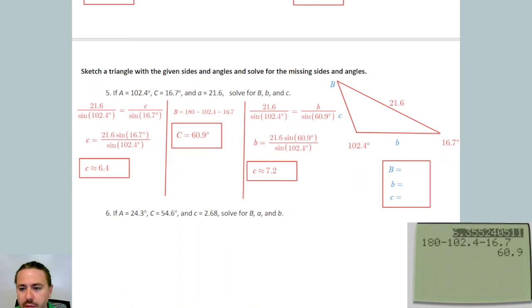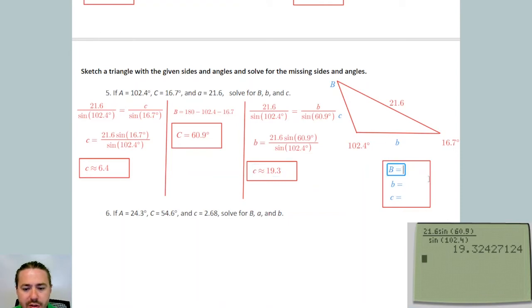Let's change this to 60.9. Oh, lost a number there. Sometimes when I click this, it just doesn't do what I want it to do. Okay, all right, so we get 19.3.